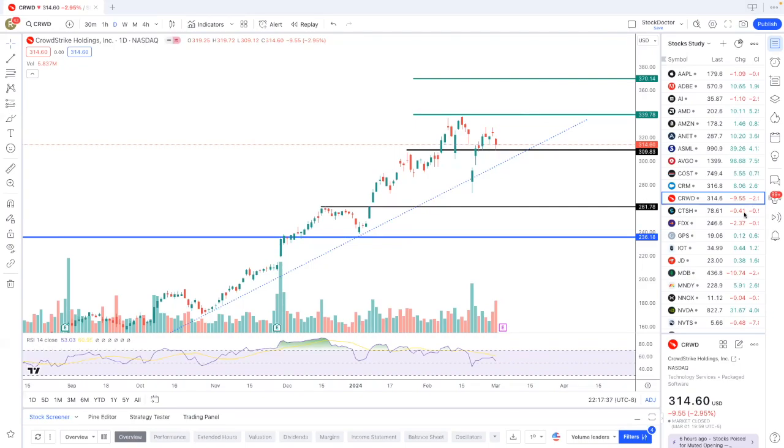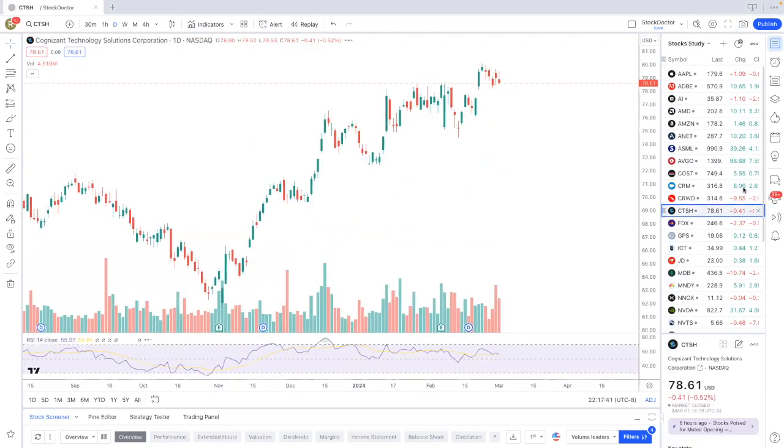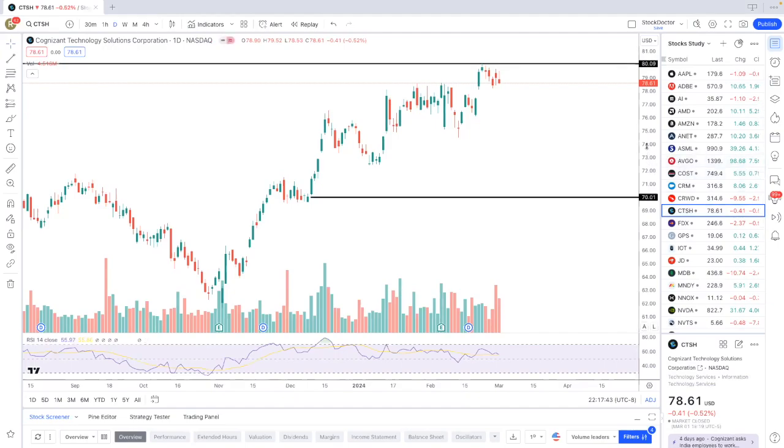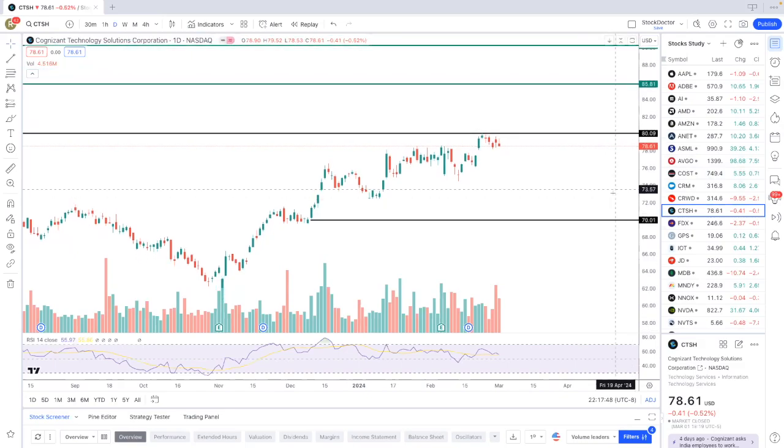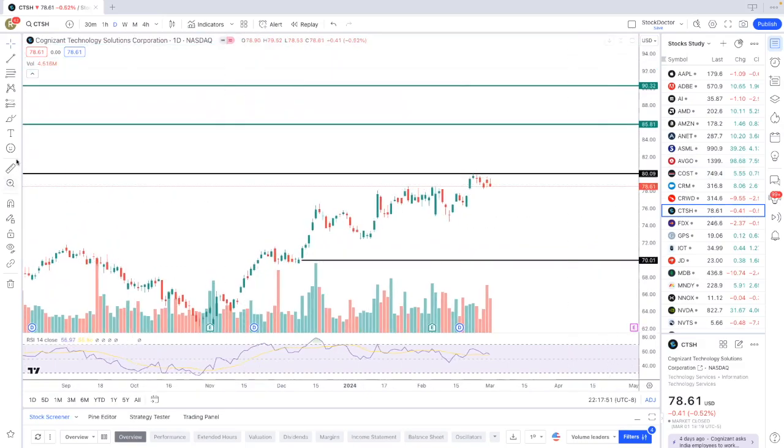Then we have the CTSH. CTSH currently is having a resistance at 80. If it trades above 80 and continuously sustains above the 80, then you can see the target of 85 and 90. And you can see here it is also respecting a trend line. Now, if it doesn't sustain above 80 and starts going down, then you can see the first support is coming around 75 and second support is coming around 70.